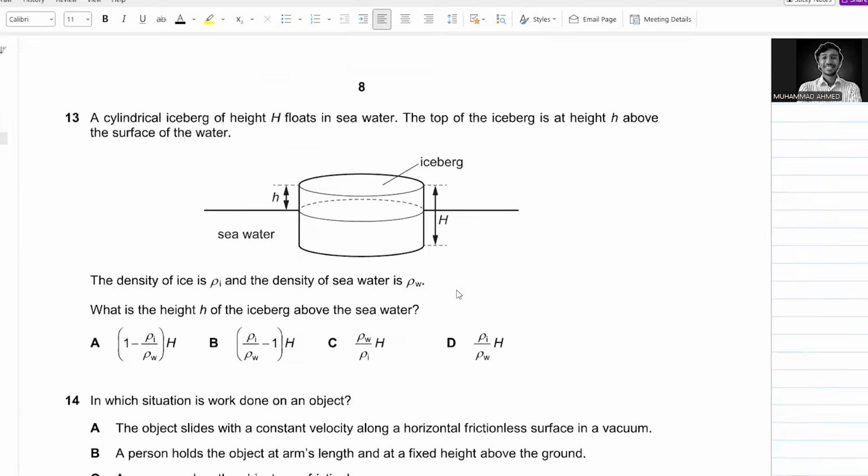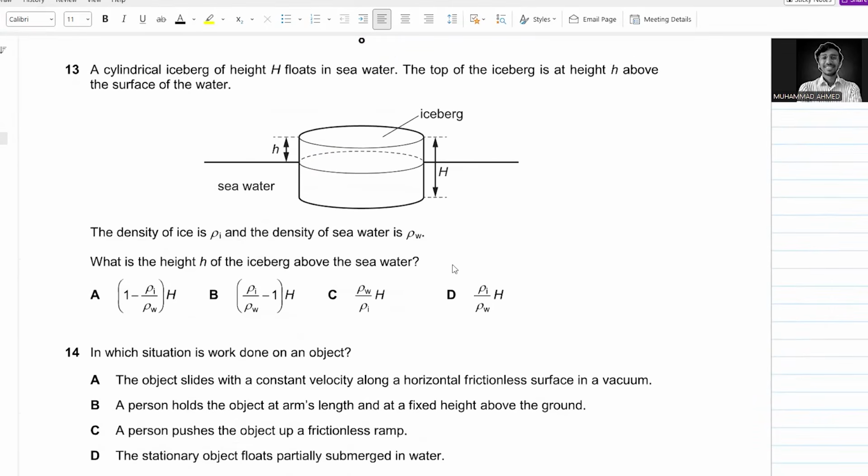Let's further move ahead. A cylindrical iceberg of height H. Right, there is a cylindrical iceberg whose height is capital H. It floats in water. What does floats mean? Up force is equal to the down force. The top of the iceberg is at a height h above the surface of water. The density of ice is rho I. The density of sea water is rho W.